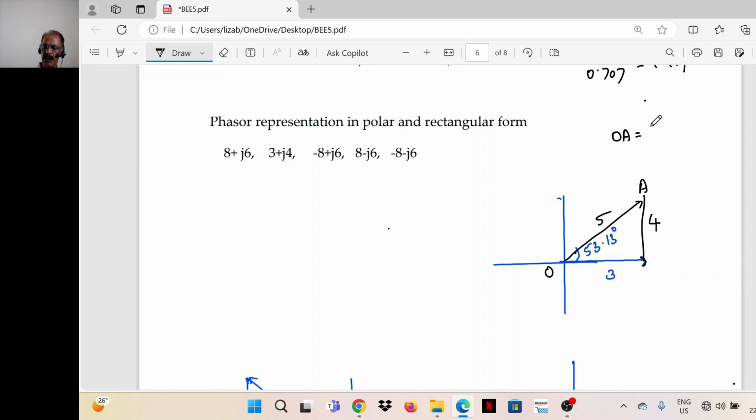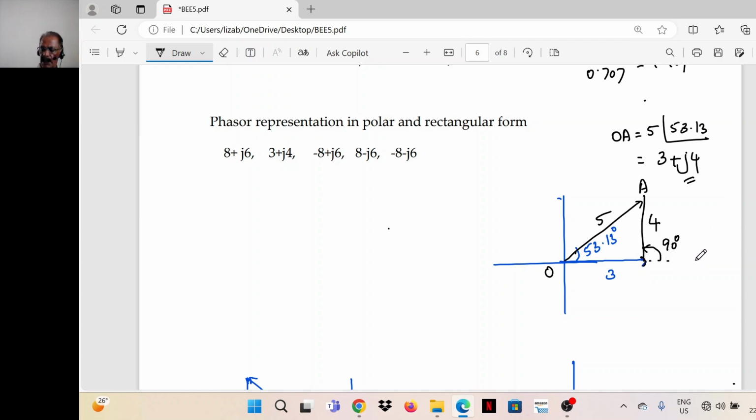So the representation in polar form is 5 angle 53.13. Also, I can represent it as 3 plus j4: 3 in the positive x direction and 4 in the positive y direction. This j means that 4 is not in the same direction, but we have to move counterclockwise by an angle of 90 degrees. j is an operator.